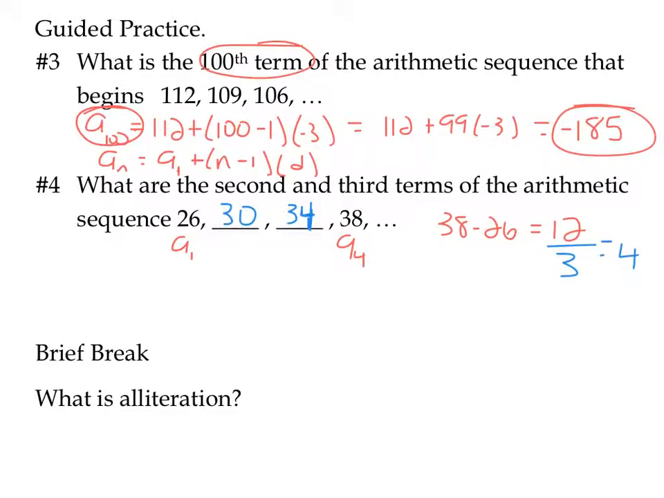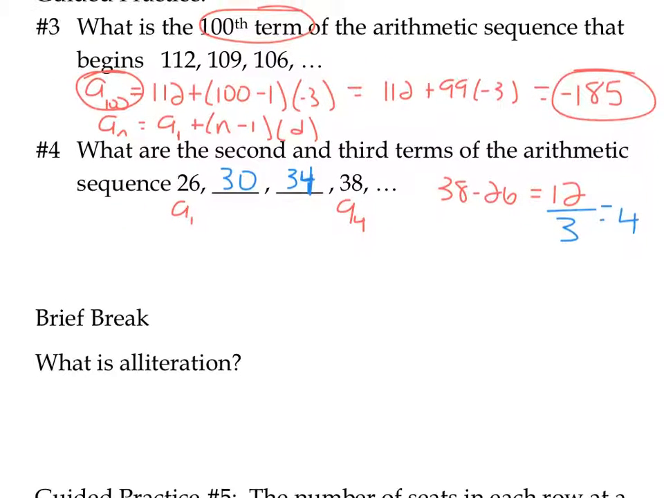A brief break. What is alliteration? Well, brief break is alliteration. Alliteration is 2 words that start with the same consonant sound, like brief break. Dunkin' Donuts is an example of alliteration. So alliteration's a literary device that you can use.